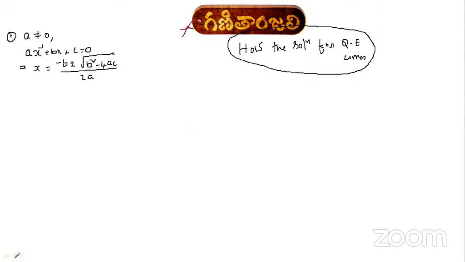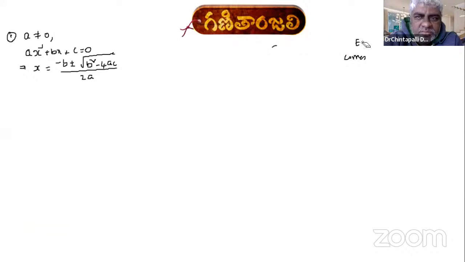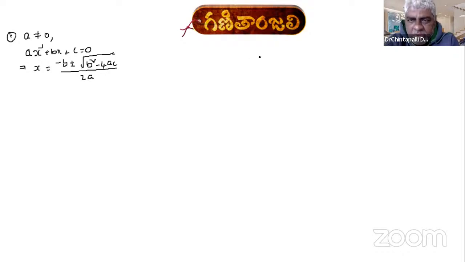See, at last we found the equation: x is equal to minus b plus or minus the square root of b square minus 4ac, divided by 2a. What is the significance of plus or minus there? Plus gives one solution and minus gives another solution. For example, if you take the quadratic equation x square minus 7x plus 12 is equal to 0, the solution for that equation is x is equal to 3 and x is equal to 4.